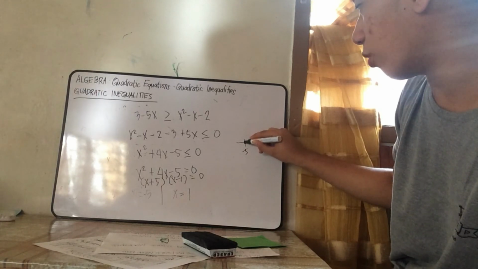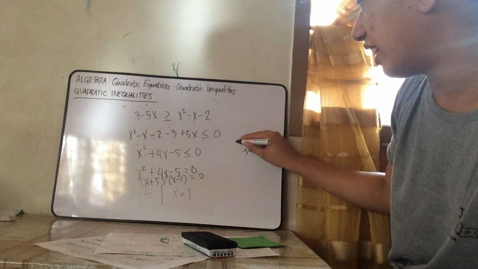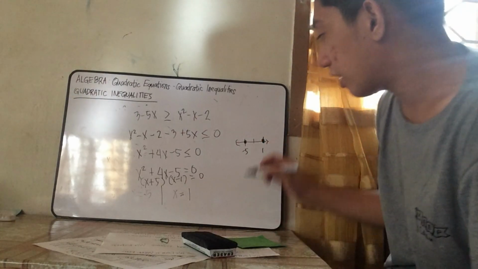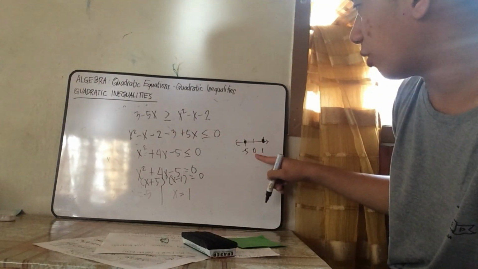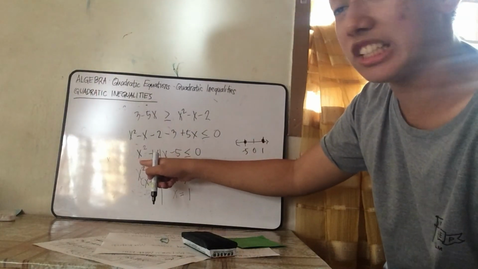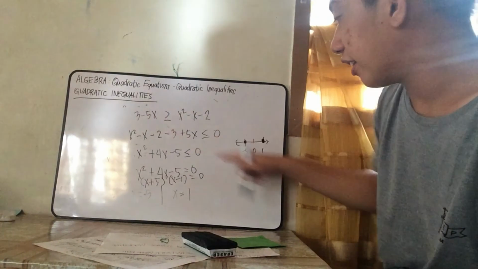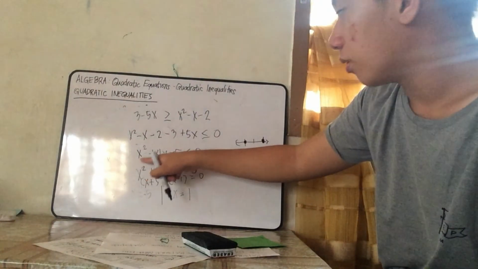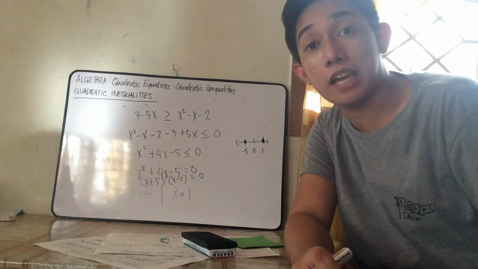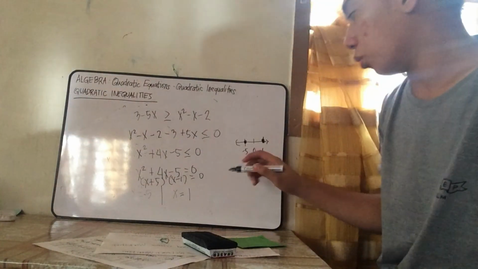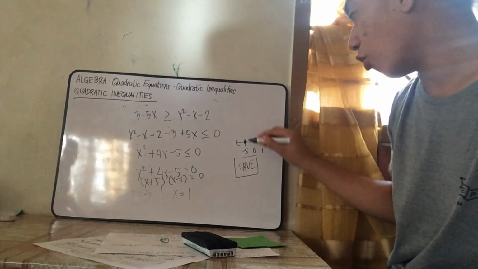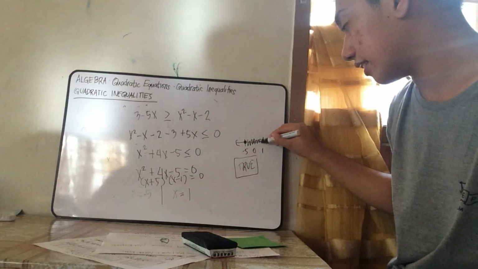Shaded na po ilalagay ko. Bakit shaded? Kasi equal to. Diba? Sabi ko na yan sa inyo. So, ngayon, 0 will be tested. Substitute ko na dito. Mas madali dito. So, 0 plus 0 minus 5 is negative 5 less than or equal to 0. True. True ang validity niya. Therefore, sa loob ang solution set.